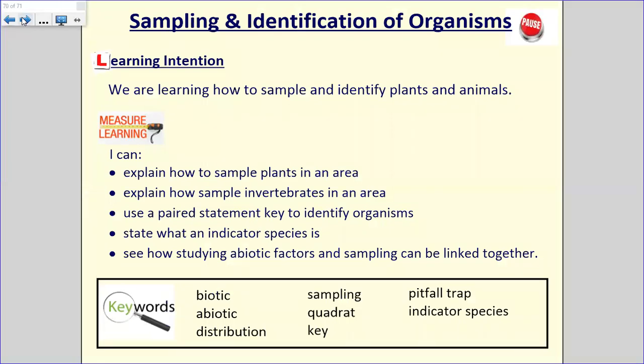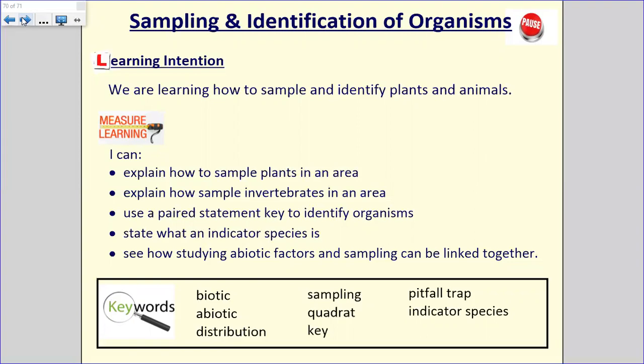So have a look at the key learning points. Just check that you can explain these points to somebody else. That's how you really know you understand it. So can you explain to somebody how to sample plants in an area, how to use a quadrat? Can you explain how to set up a pitfall trap in order to sample invertebrates? Can you use and make a paired statement key to identify things, organisms? Can you remember what the definition is of an indicator species?